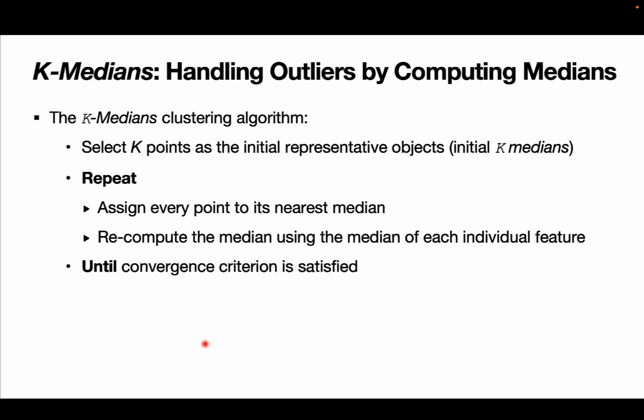The k-medians algorithm itself follows the same iterative process. First, it selects k points as initial representative objects, which are the k-medians. After that, each point is going to join its nearest cluster, then recompute the median using the median of each individual feature in the feature vector, and repeat the process until the convergence criterion is satisfied, which is when the cluster is stable and the median is not moving.